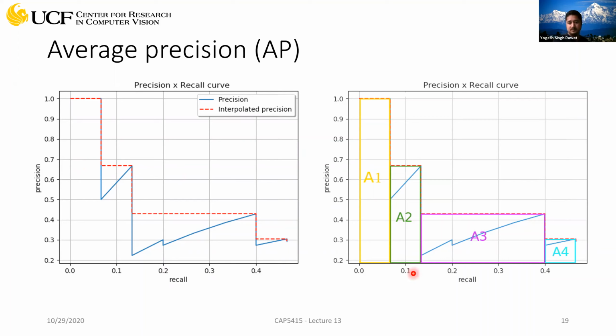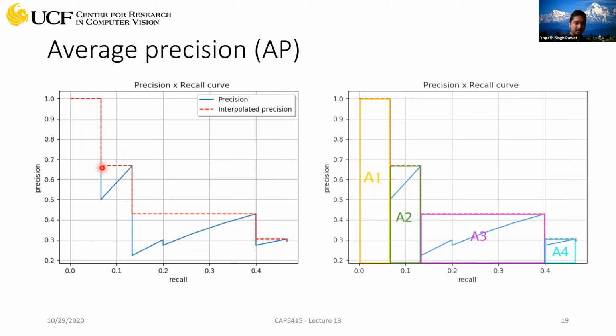What we do is we do interpolation for all the locations in this curve. Okay, for example, here what we'll do is for this point, we will simply see what's the highest precision. We'll just fill that region here, and then we'll come back.